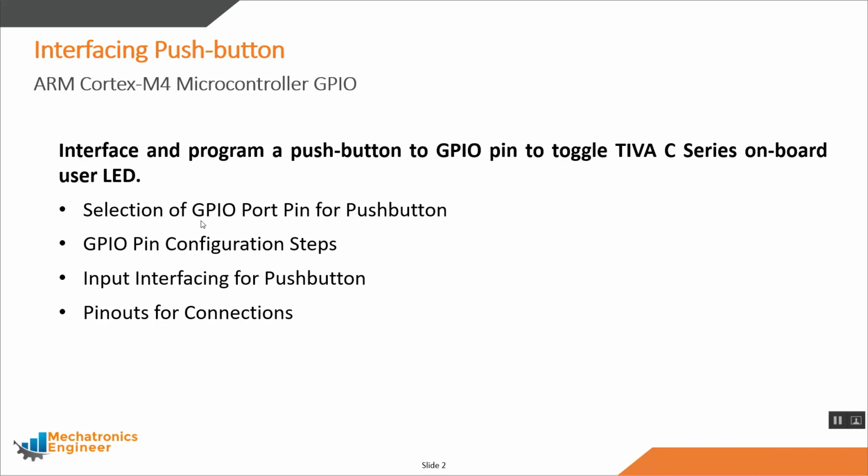First of all, we will select the GPIO port pin for the push button, and then we will perform some configuration steps in order to configure it as an input. After that, we will see how a push button can be interfaced as an input, and the pinouts for the connection of the circuit will also be discussed. At the end, we will write the program and download it into the microcontroller and see a live demonstration.